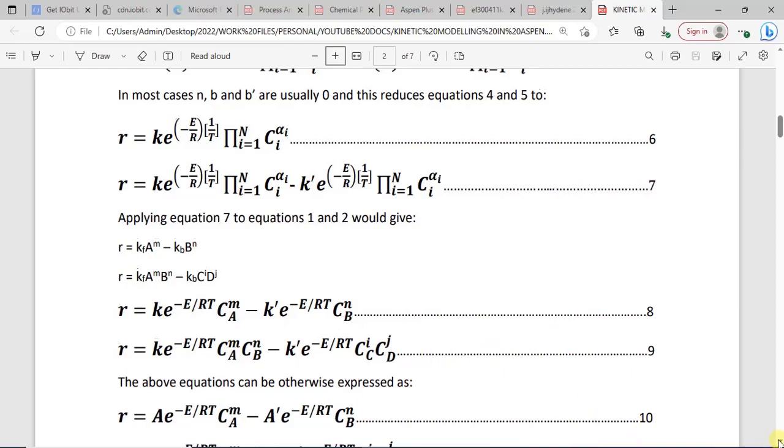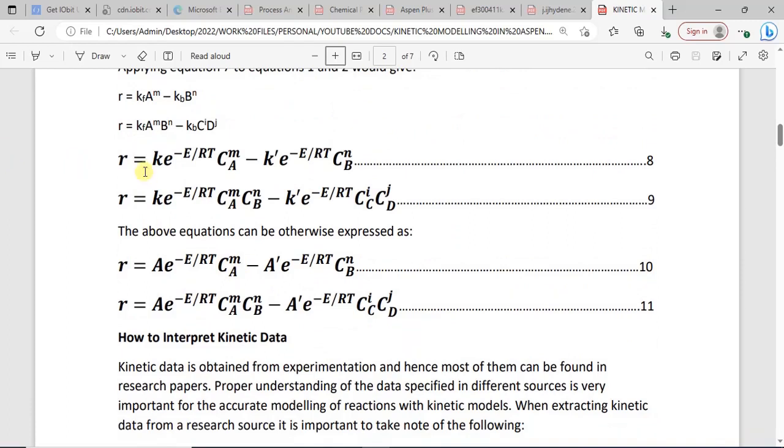So then you now have this. These equations 8 and 9 can otherwise be expressed as equations 10 and 11. So you have this, you also have it like this and like this. The essence of showing you these two is so that you don't get confused, because normally K is used to represent rate constant. That's what K stands for.